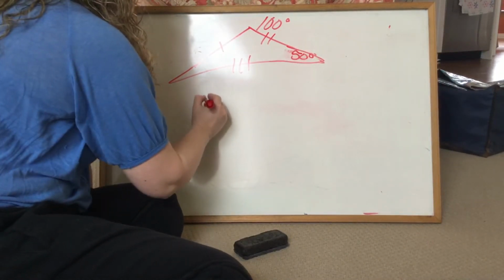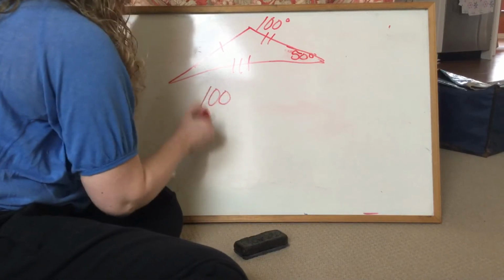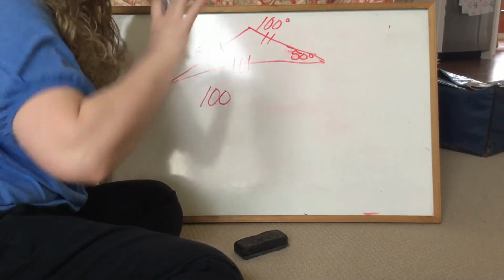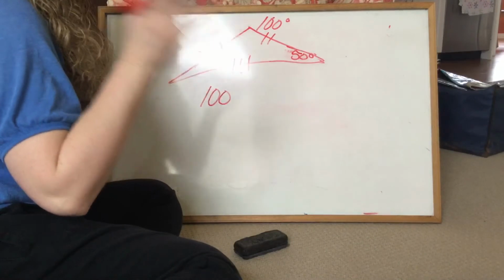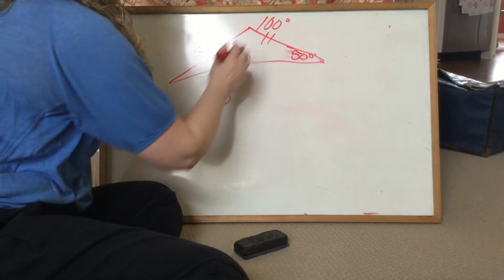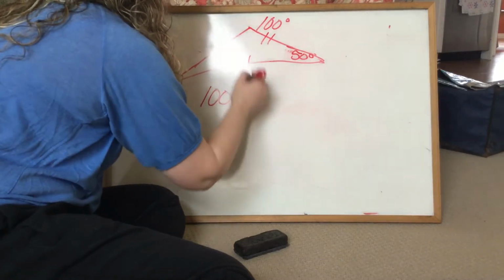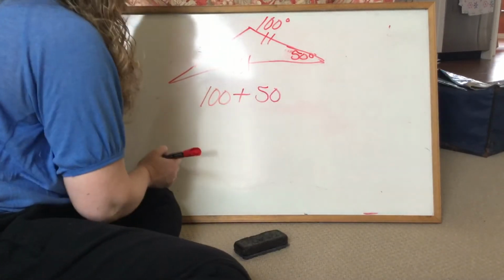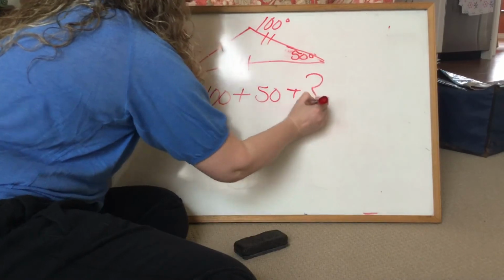Now I know that all three angles have to equal 180. It's just a fact. This is the outcome. All three angles in a triangle have to equal 180. So I would take angle 1 plus angle 2 plus the unknown angle.